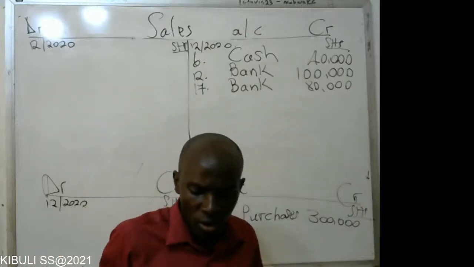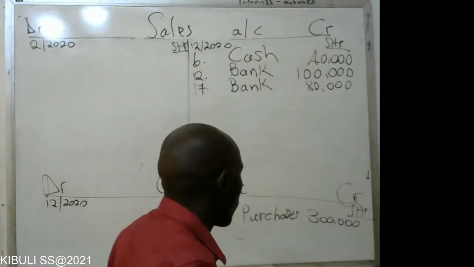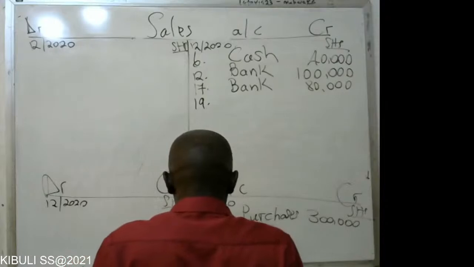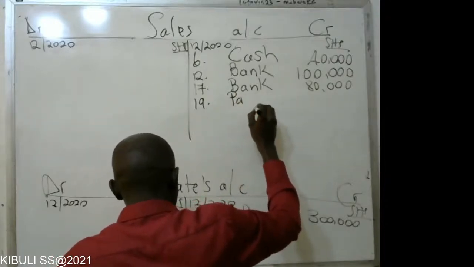Okay. Then which other account affects sales? We have another account on 19th. So you come on 19th still. Sold goods on credit to Patel. So here we gave to Patel.